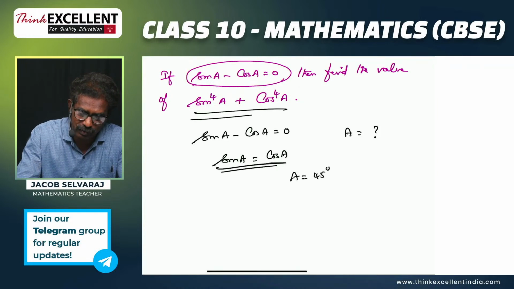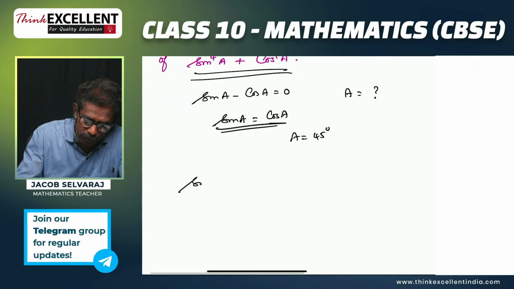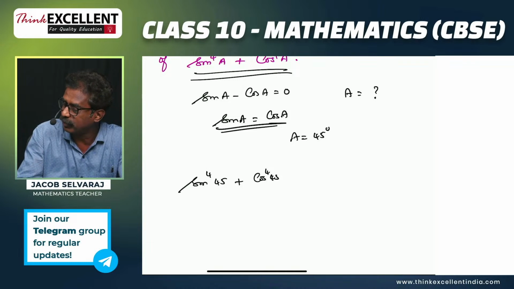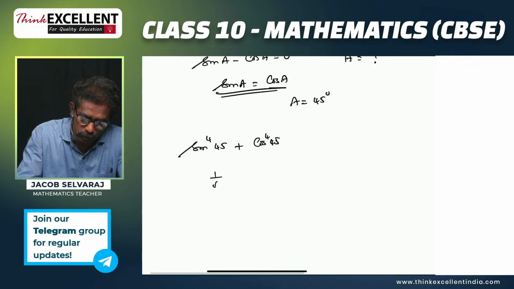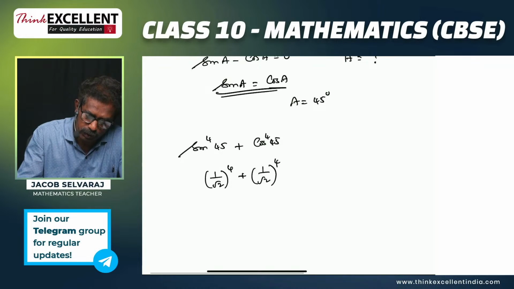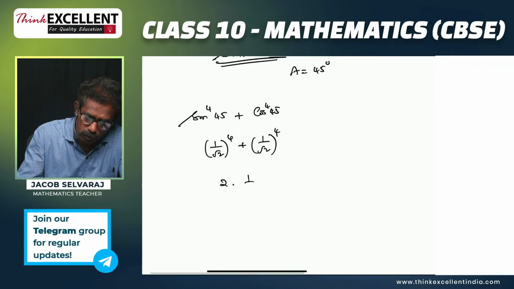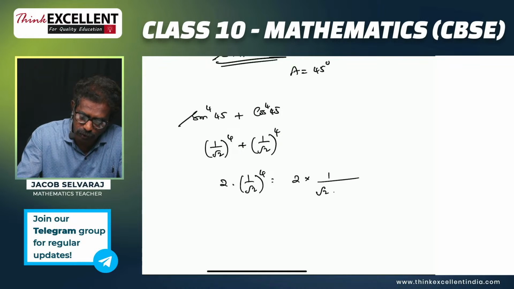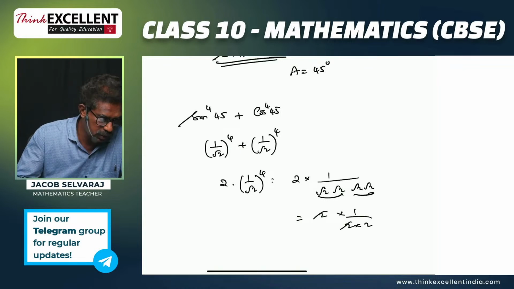Now substitute here 45. Sin power 4 45 plus cos power 4 45. Sin 45 is 1 by root 2. Cos 45 also 1 by root 2. So that is 2 times 1 by root 2 raised to 4, right? 1 power 4 is 1 only. Root 2 raised to 4, that is 2 into 2. So 2 into 1 by 2 into 2. So the answer is 1 by 2.